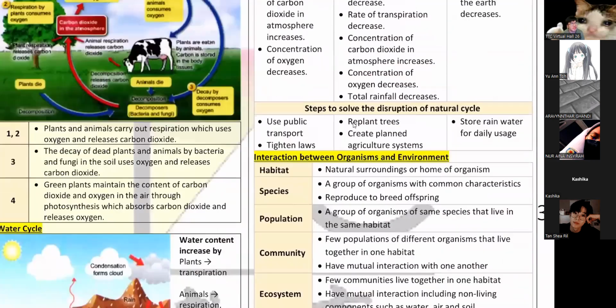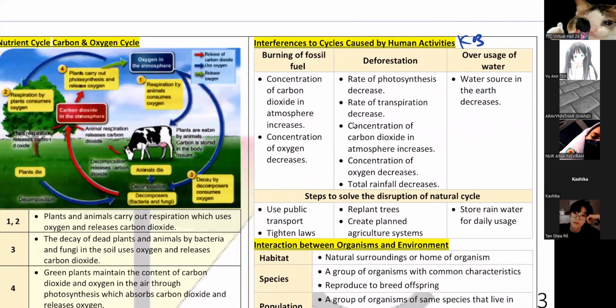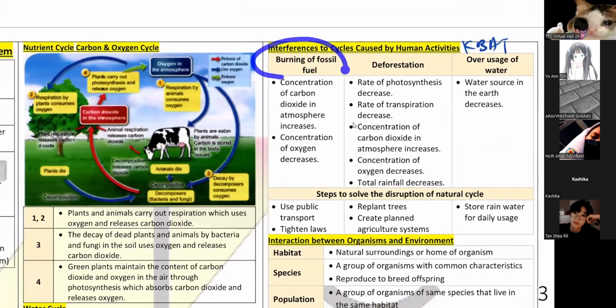All right. So next, this part is Kebat. This is your pencemaran stuff. I think you learned this enough in geography already. Burning of fossil fuel, pembakaran bahan api fosil, deforestation, penyahutanan, overusage of water, penggunaan air berlebihan. So these 3 are what cause the cycle to be disrupted. You kacau this cycle when you do these 3.